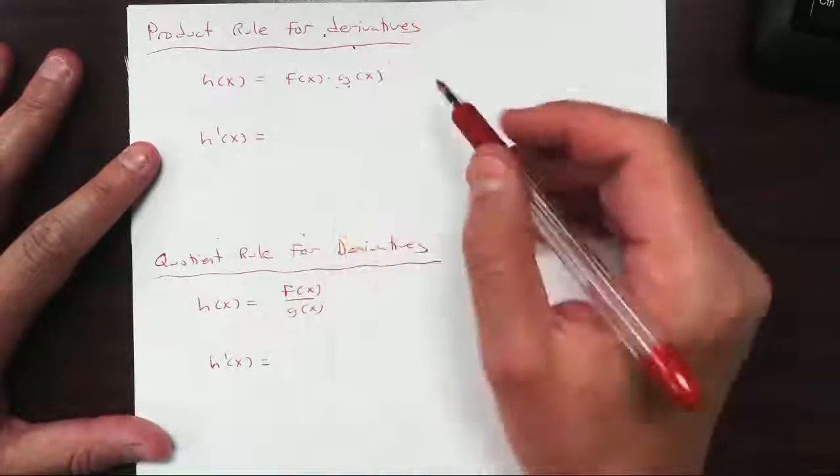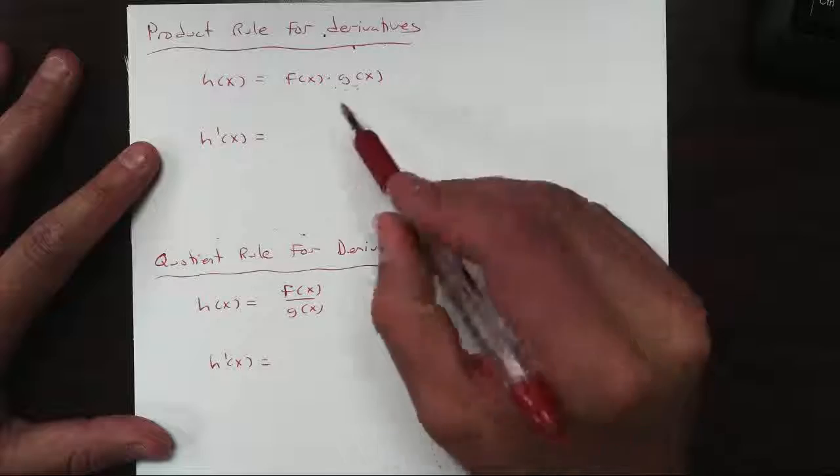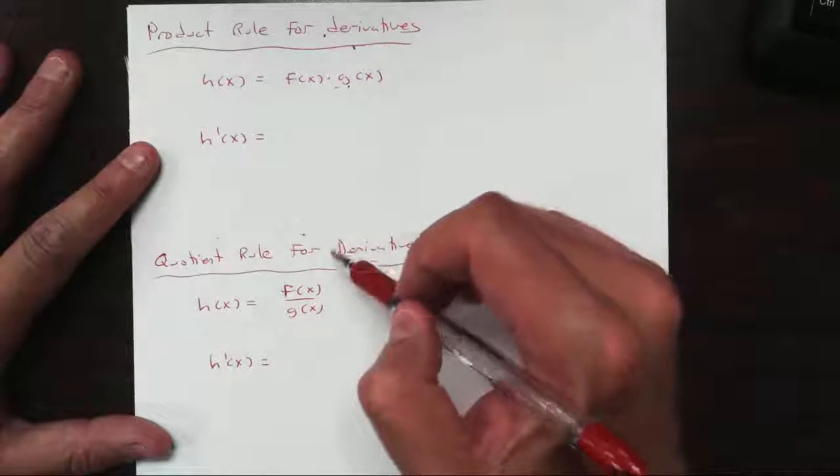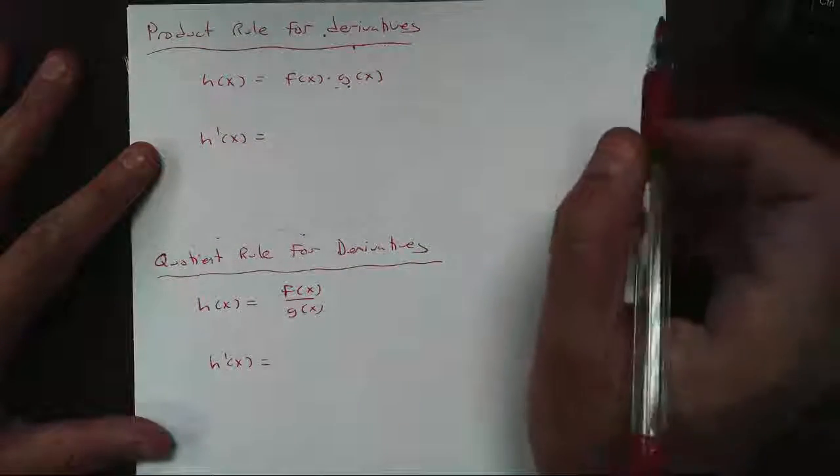Today we're going to look at two rules for derivatives, the product rule and the quotient rule. It's how we take derivatives when we're multiplying functions together or dividing them. And they're very easy to do.